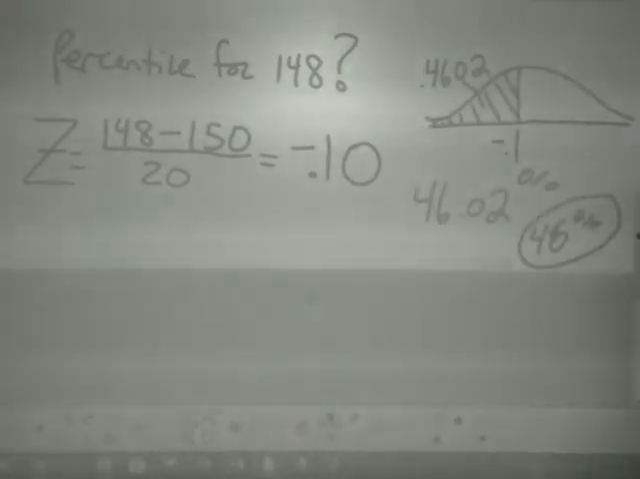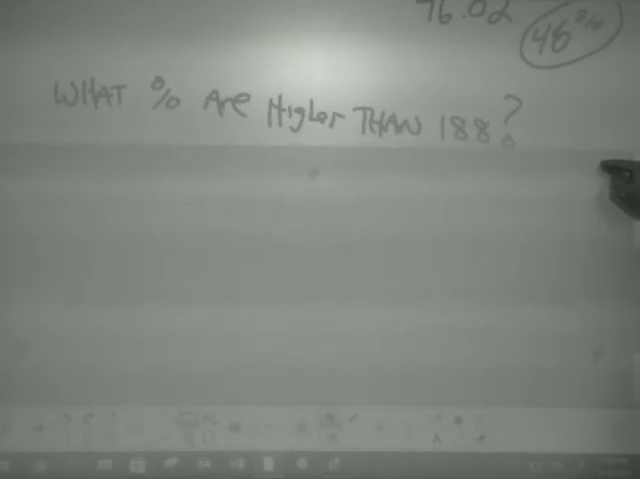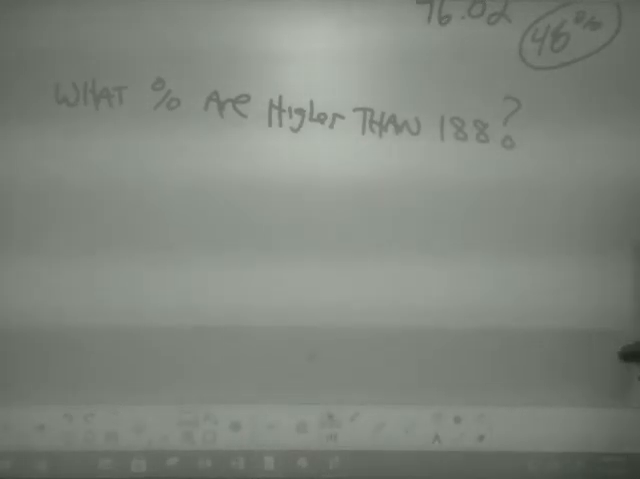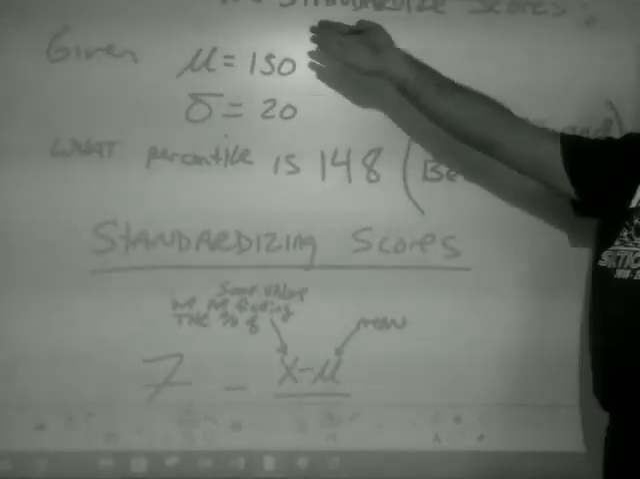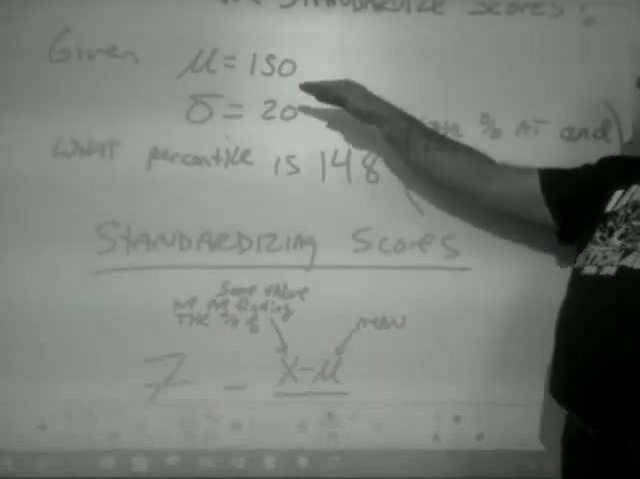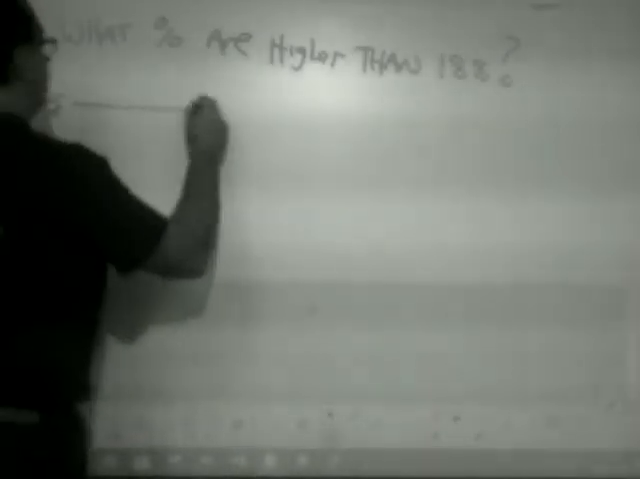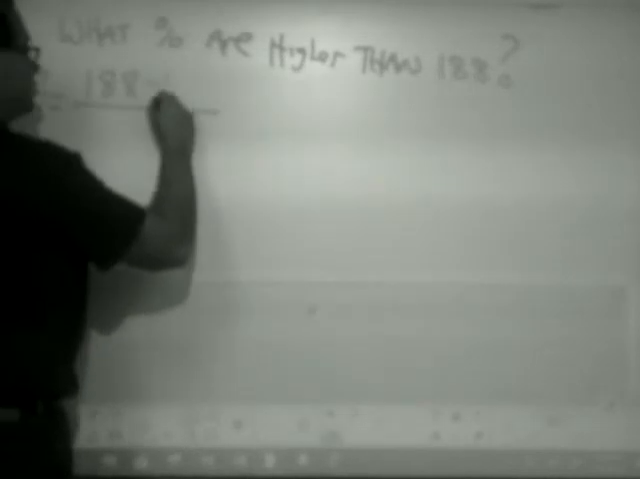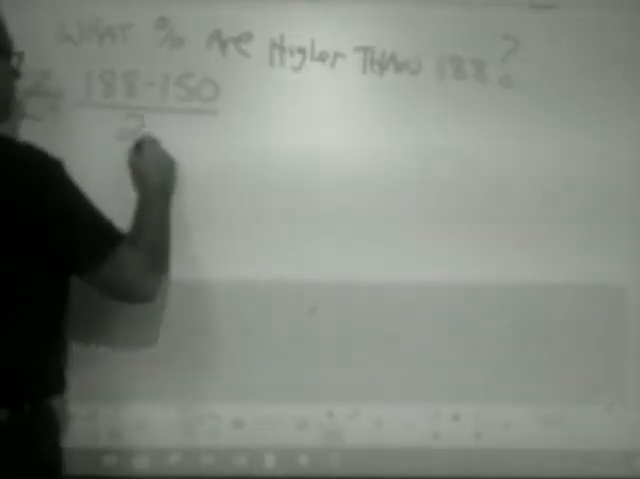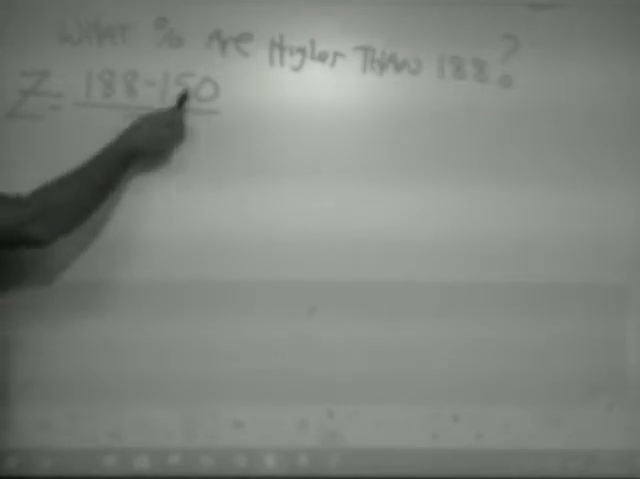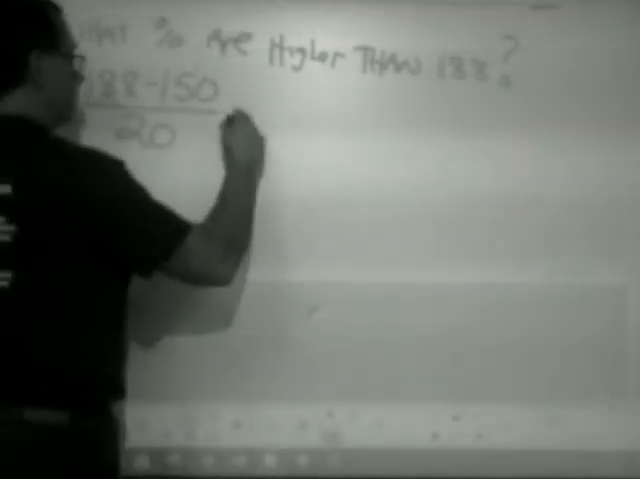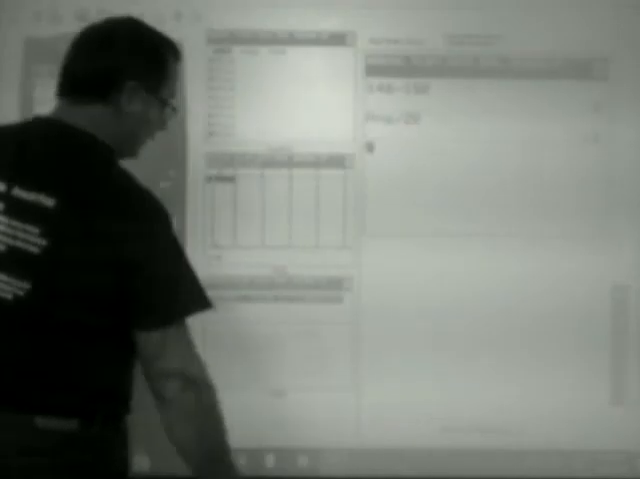Let me keep going. What percent are higher than 188? Well, 188 again doesn't fall nicely at one of the standard deviation marks, so I have to standardize the score. So I need a z-score. Z equals 188 minus 150 divided by 20. Again, the number minus the mean divided by the standard deviation. Go to my calculator.